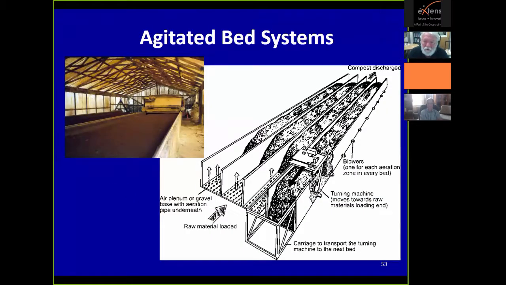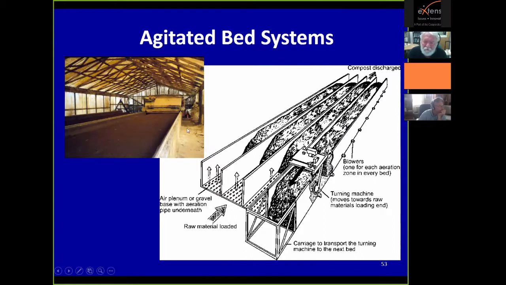Here's one that was developed many years ago for sewage sludge, and we haven't really seen this migrate too much into the world of yard waste or food waste here in the US. I run across a lot of these overseas for doing the organics that are coming out of mixed waste materials recovery facilities. This is an agitated bed system. We have an aeration system in the floor, so it's a positively aerated system.